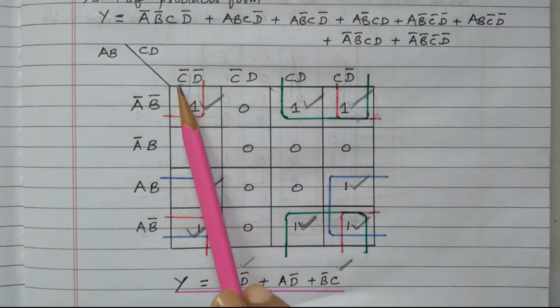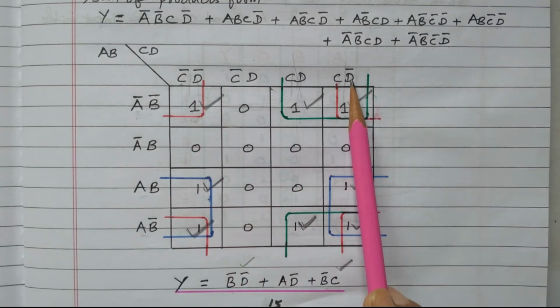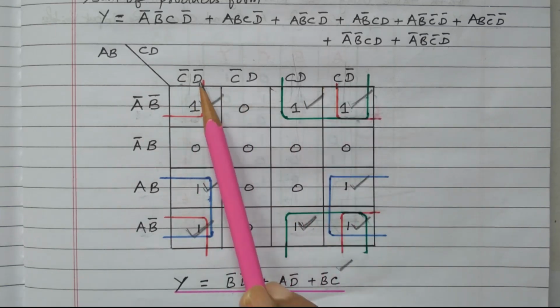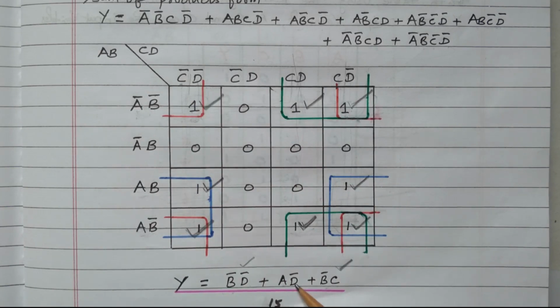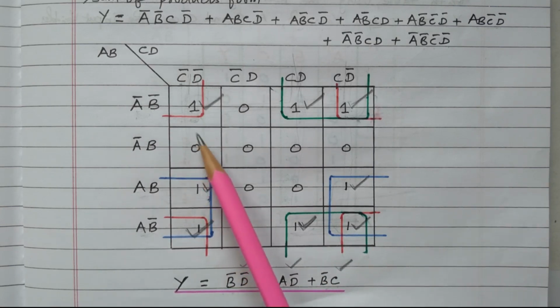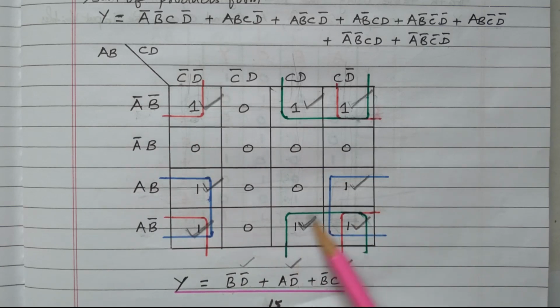Similarly, in this vertical manner, we have to refer this term and this term, first and last term. C bar D bar, here C D bar. So this C bar got cancelled. Only we have D bar. So A, D bar. This is due to combining of right and leftmost ones, right? So now we got the final expression. This is due to grouping of corner ones. This is due to grouping of top and bottom, green color. This is due to the grouping of left and rightmost, blue color. So final expression is B bar D bar plus A D bar plus B bar C, right?